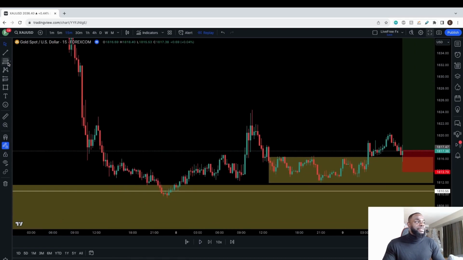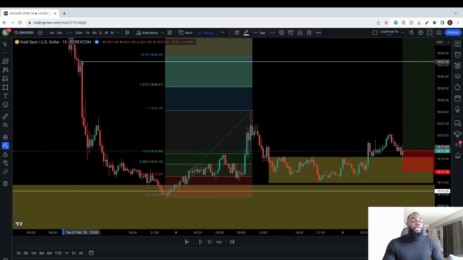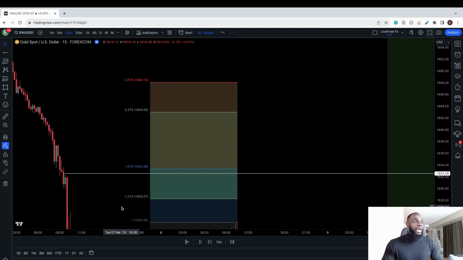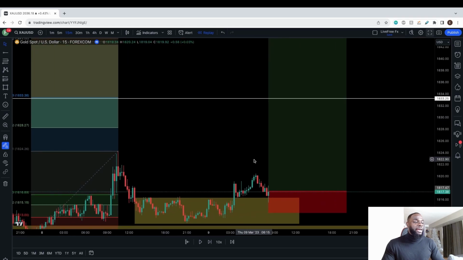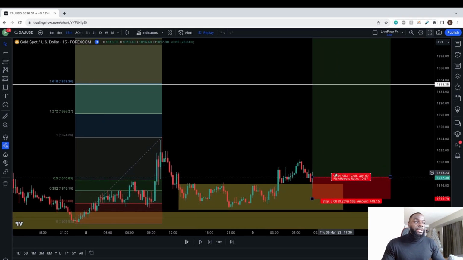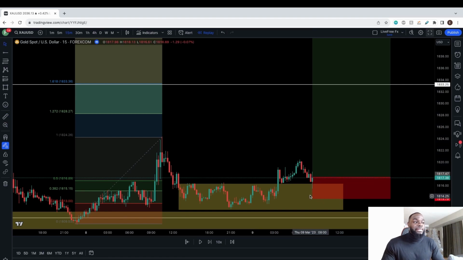our fibs to see what are some levels that we can also target. When I don't want to use the highs, I also use my fibs. And the 1.618 is always a great place to take some profit. So what I could do here is I'm risking essentially 30 pips to make even 160 pips, 150 pips. That's good. And let's see what the market does in this scenario.